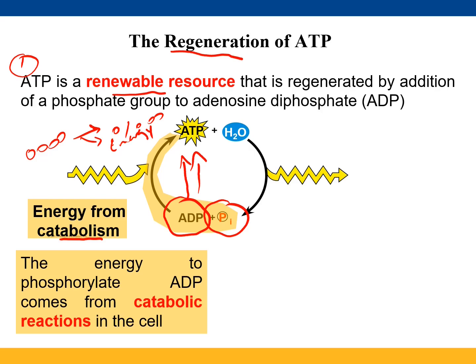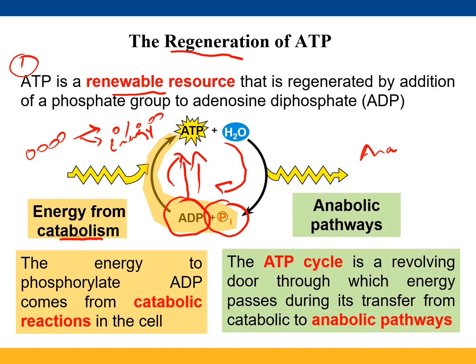And this is constantly happening in the cell. You are constantly going from anabolic reactions to catabolic reactions, and you are constantly regenerating ADP into ATP. These processes constantly happen. So the ATP cycle is a revolving door through which the energy passes during its transfer from catabolic to anabolic pathways. And this is all that I wanted to tell you about the ATP.